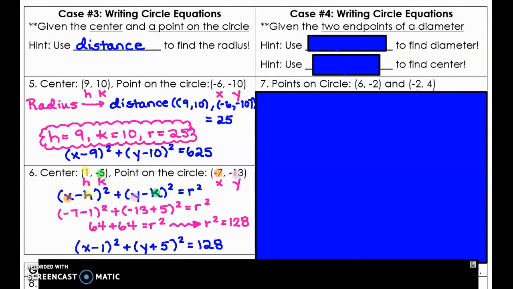Now we're going to look at our last case, case number 4, where we have to write the equation of a circle given 2 endpoints of a diameter.